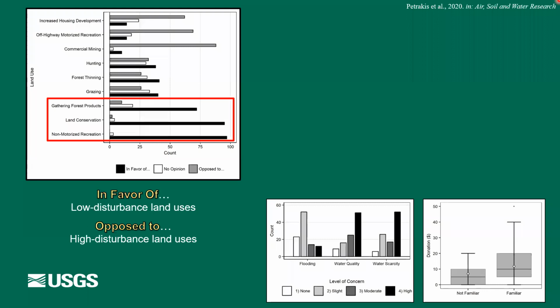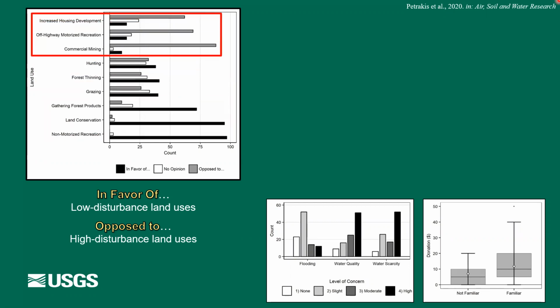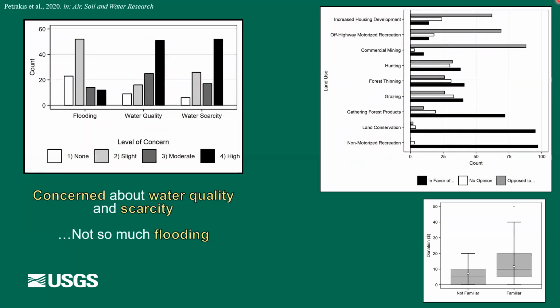Just for a quick characterization of the respondents: what are their interests, what are their concerns? Generally, they're in favor of low disturbance land uses. This includes gathering forest products, land conservation, and non-motorized recreation, and they're opposed to high disturbance land uses: housing development, motorized recreation, and commercial mining. They're generally concerned about water quality and water scarcity. A majority of the respondents were highly concerned about those, but not so much about flooding. A majority were only slightly concerned about flooding, which is kind of interesting.